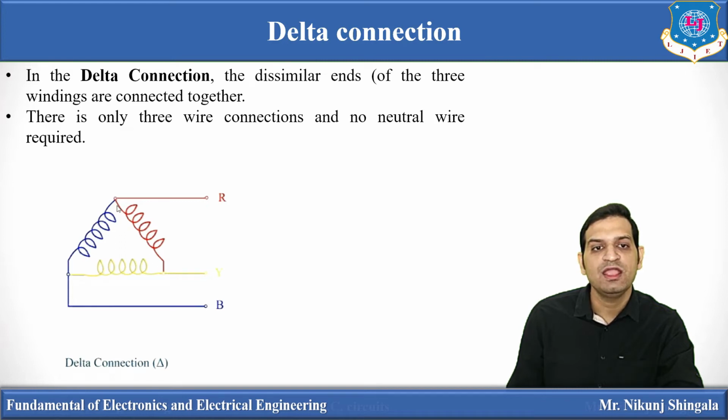So here the finish end of this winding is connected with the starting end of the other. The finish end of the yellow winding is connected with the starting end of the blue winding, and the finish end of the blue winding is connected with the starting end of the R winding. So there is one loop, and this connection looks like a Greek delta. That's why it is known as a delta connection. The supply system can also be connected in delta, and the load may also be connected in delta.